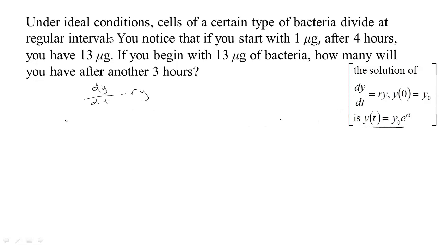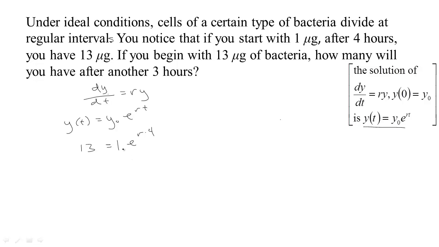So we know that the number of bacteria as a function of time should be the initial number of bacteria times e to the rt. If we want to know how many bacteria we have at some time, we need to know what time it is, but also what r is and what y naught is. But they give us some information here. They say if we start off with 1 microgram, so y naught is 1 microgram, and we wait for 4 hours, then we'll have 13 micrograms.